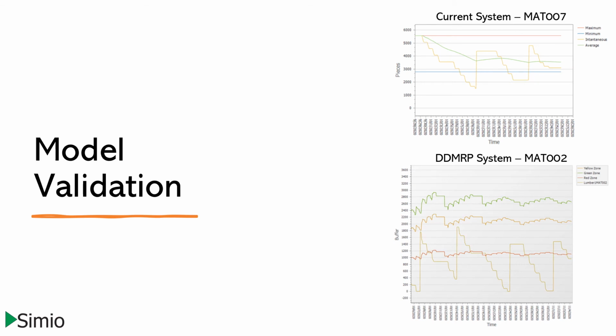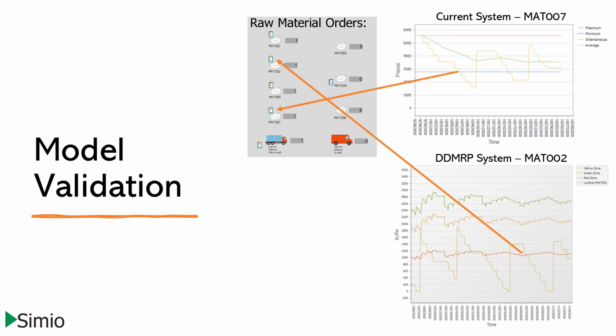Here are the two representative charts tracking inventories for both the current state and DDMRP configurations. The current state shows the static reorder point and max inventory levels. The DDMRP chart shows the dynamic red, yellow, and green zones for inventory management. In both cases, when the inventory level dips below the reorder point or red zone respectively, an order is made to the corresponding server, validating that the model is placing the order at the proper time.